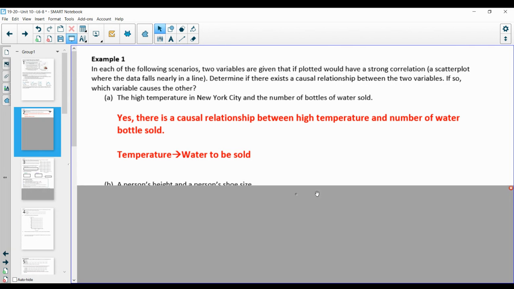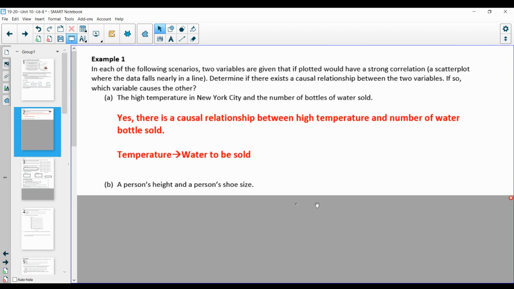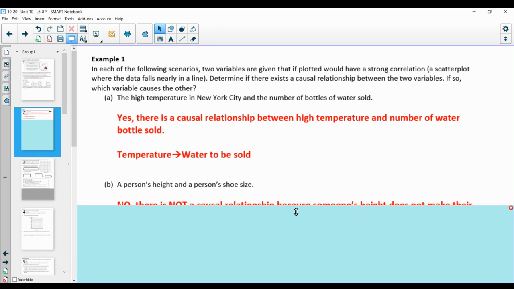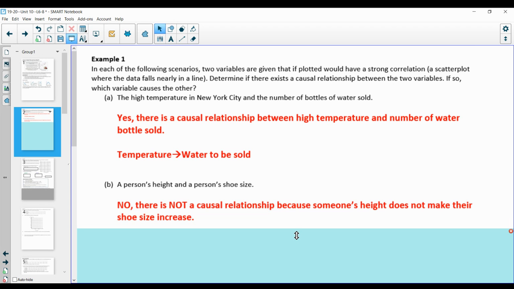Look at the next one, B. A person's height and a person's shoe size. Does one cause the other? This one's a little tricky. And the answer is, the answer is no. There is not a causal relationship because someone's height does not make their shoe size increase. Okay, they may be related to something else, but the height does not make your shoe size increase and vice versa.